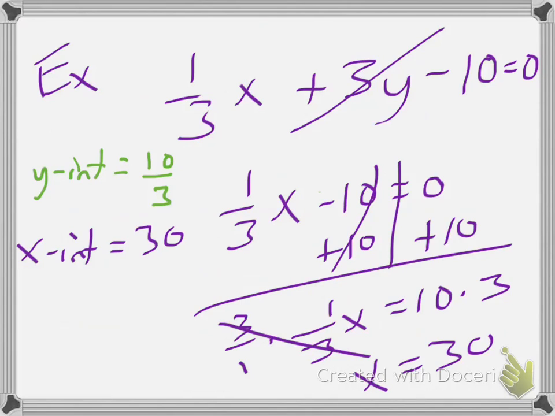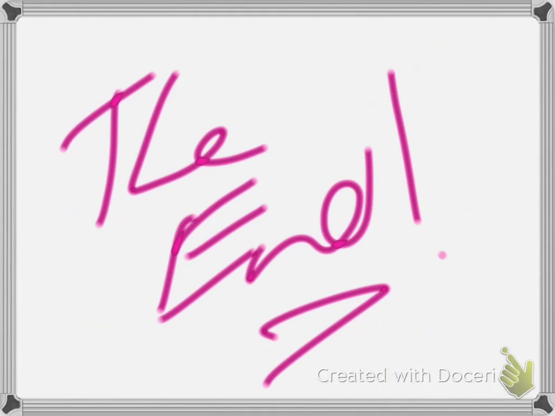So here, my y-intercept is 10/3, or 3 1/3, and my x-intercept is 30. And that's all we're going to be talking about. So that's it, folks. We'll have more practice in class tomorrow.